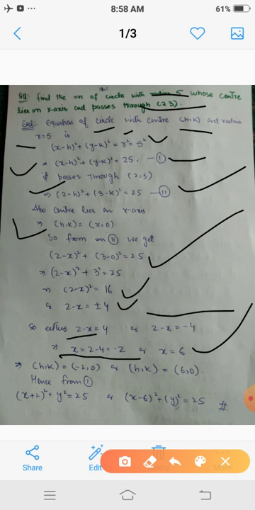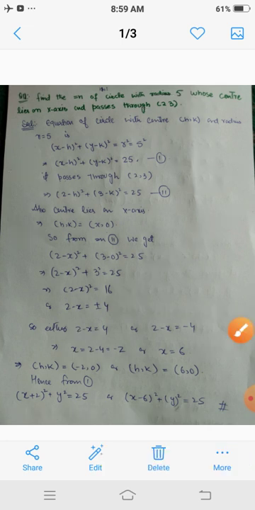Hence from the first equation, substituting (h, k) equals (minus 2, 0) and (h, k) equals (6, 0), we get (x plus 2) squared plus y squared equals 25, or (x minus 6) squared plus y squared equals 25. So these are the required equations of the circle which passes through (2, 3), with center on the x-axis and radius equal to 5.